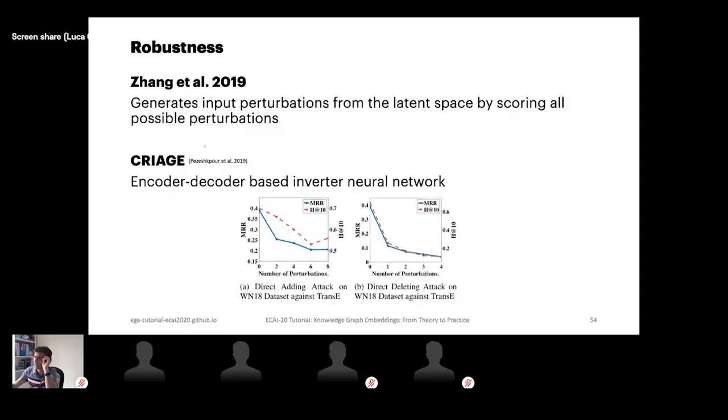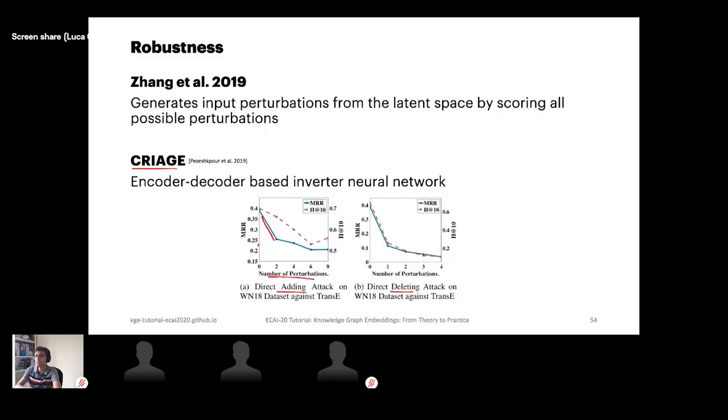There are recent papers that show that this is doable, and that for example, works like Riage show that adding an increasing number of perturbations decreases the score of MRR. You see that it goes down by 10 base points. So these techniques are quite interesting, and they're quite effective when adding new edges or when deleting existing edges in the graph, if the attacker has access to that, obviously.